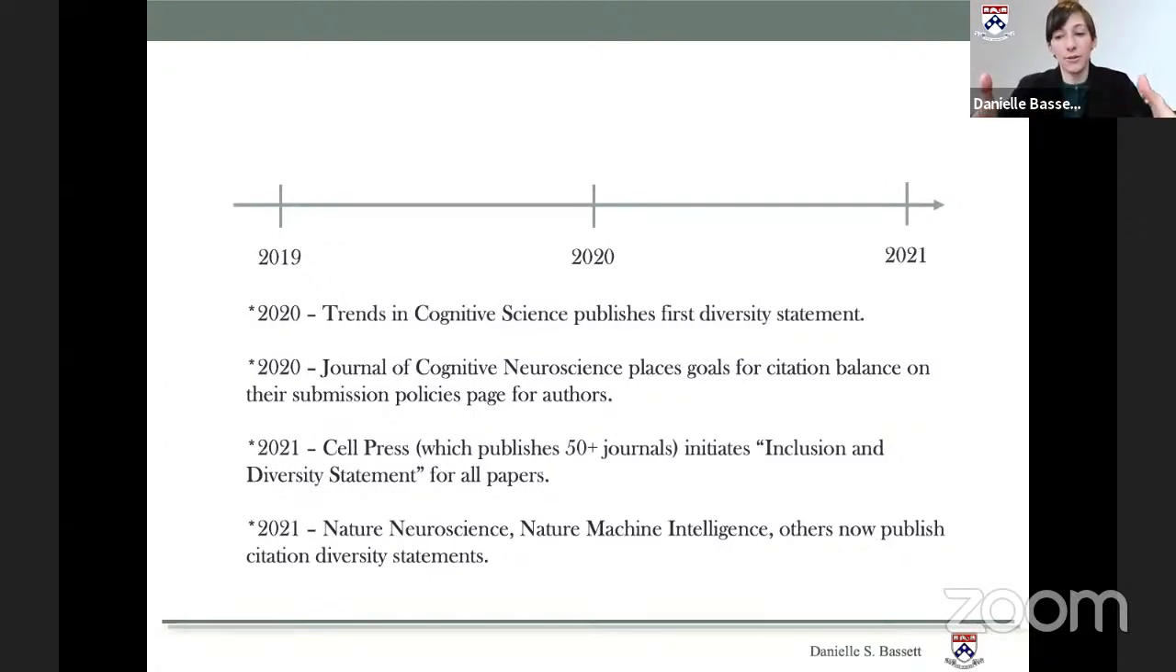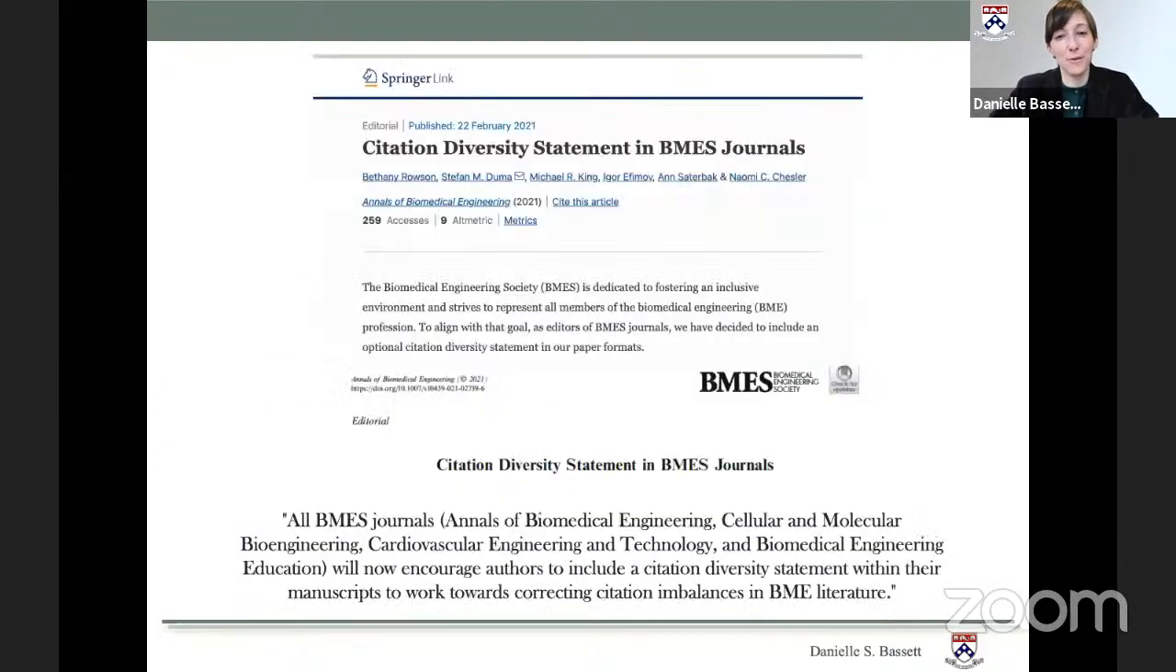And many other journals are now including citation diversity statements if it's offered by the authors. But particularly for BME, I wanted to call your attention to this article, which was just published last week, which is called Citation Diversity Statement in BMES Journals.